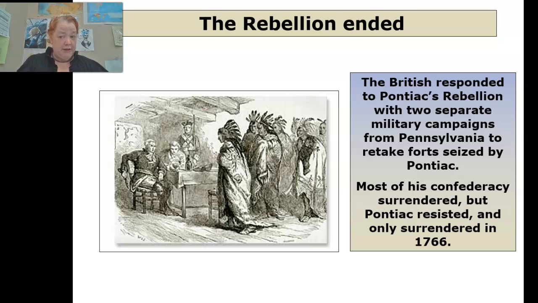Pontiac could have won if he could have gotten the other tribes from west of the Mississippi to join him, which he tried. And the other tribes are like, oh no, they're not going to cross the river. They're not going to cross this great river. We're fine. So most of his Confederacy does surrender, but Pontiac resisted and only surrenders in 1766 after 3 years.